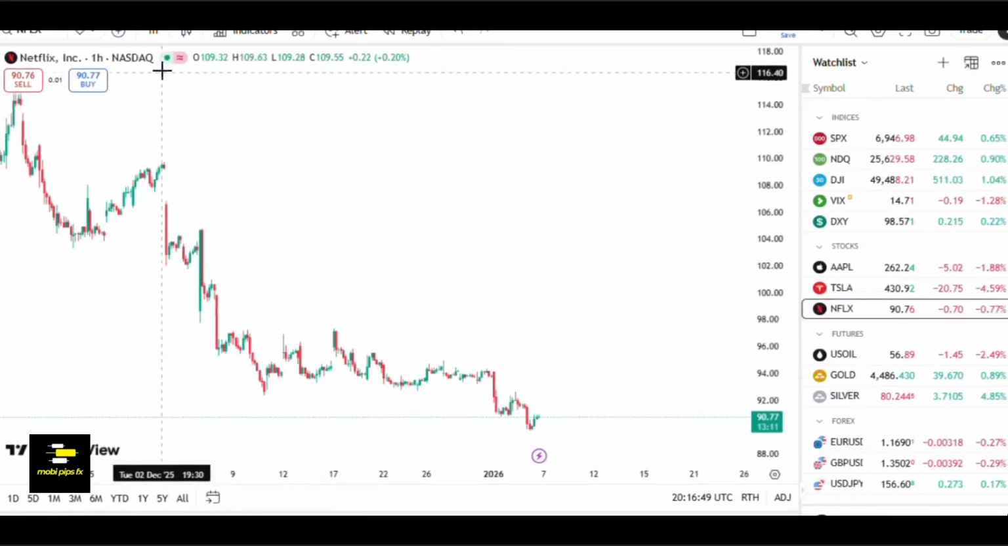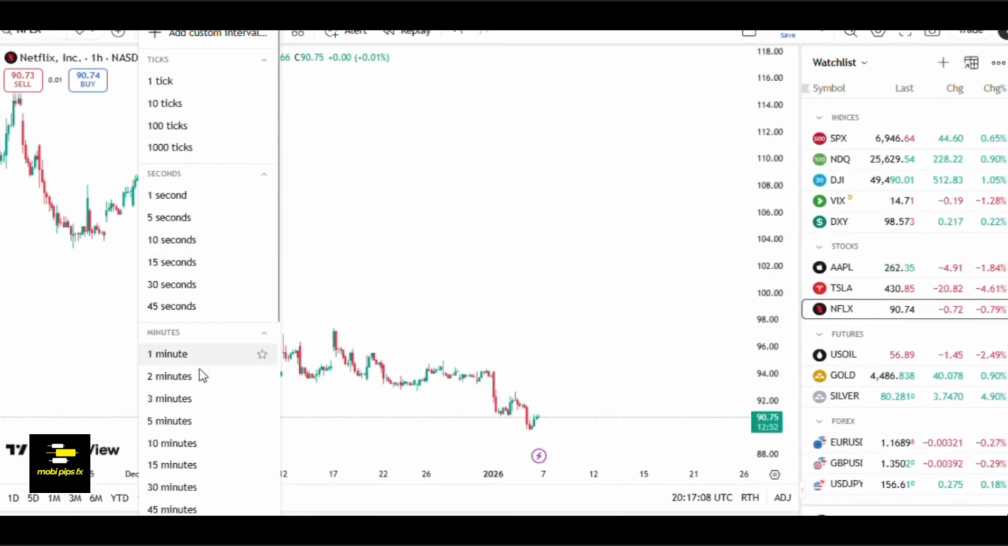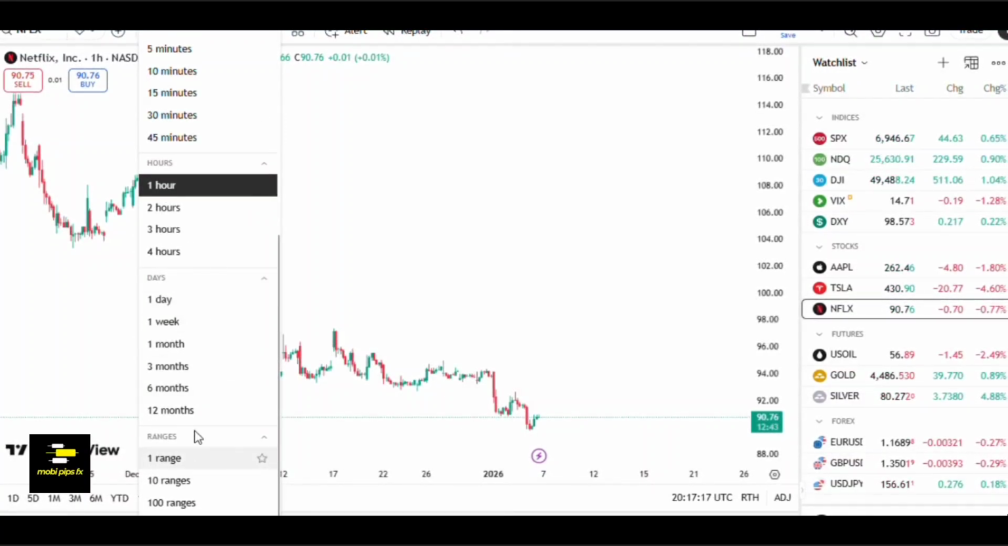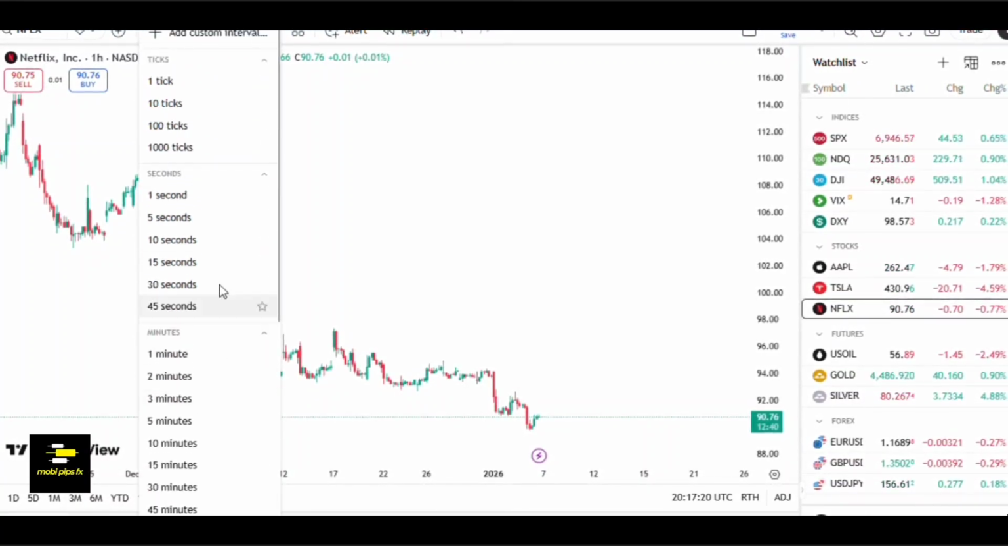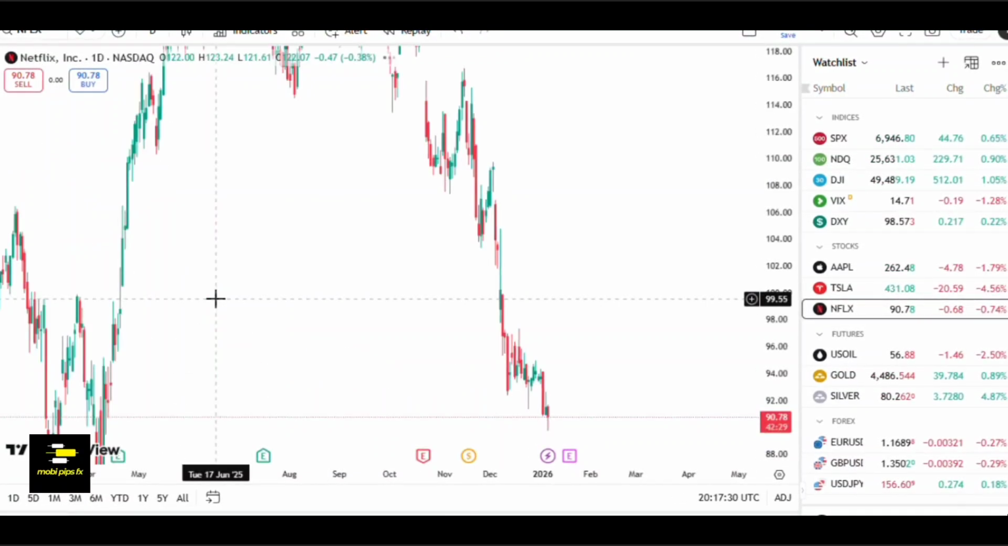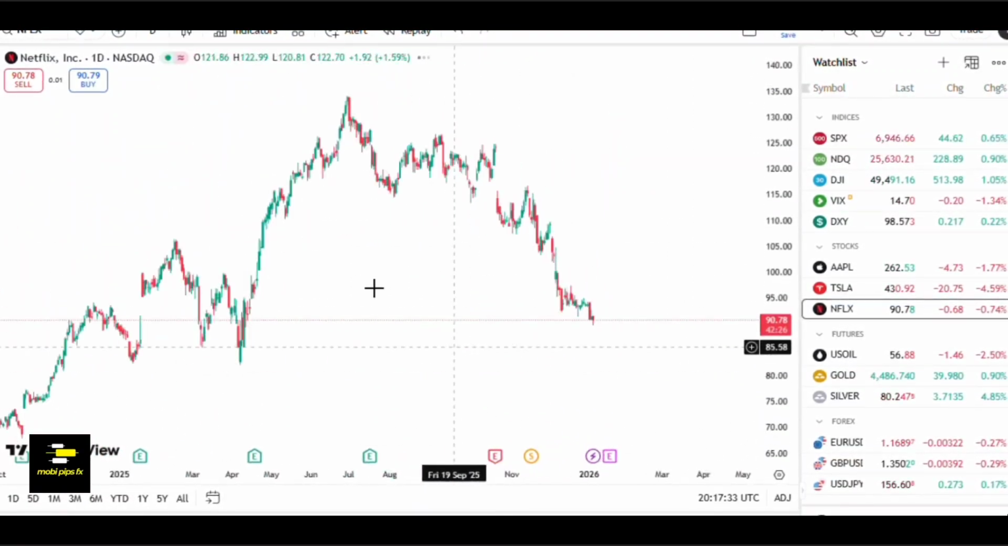So go to your TradingView. I hope you can all see this is where your time frame is. Currently I'm at the 1 hour, so I can switch to, you see there are ticks, seconds, minutes, hours, days, then ranges. We are going to focus on seconds, minutes, hours, and days. So right now let me open the 1 day. Yeah, so you will see it over here.